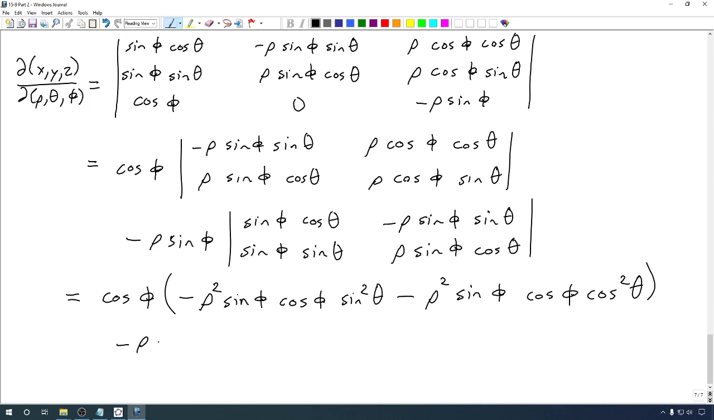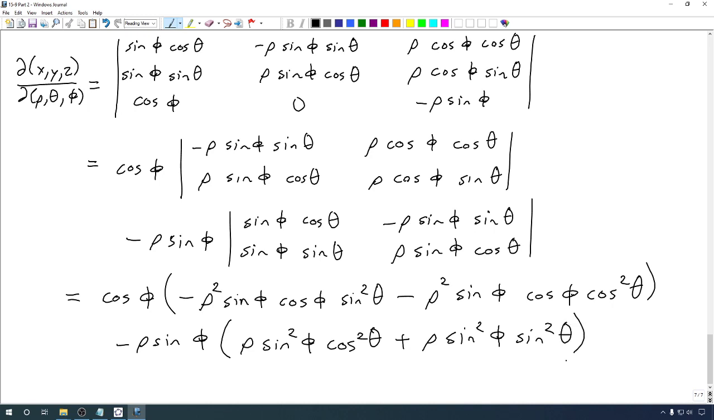Then down here we have minus rho sine phi. We again have to do the diagonals, so we have a row. We have 2 copies of sine of phi, and we have 2 copies of cosine of theta. We subtract, or really add because there's a negative there, plus we have 1 row. We have 2 copies of sine of phi and 2 copies of sine of theta.